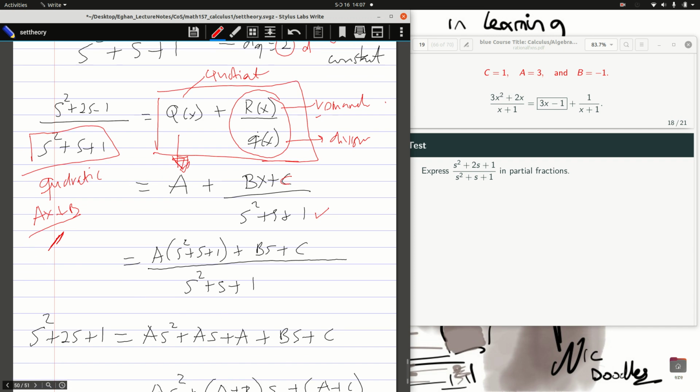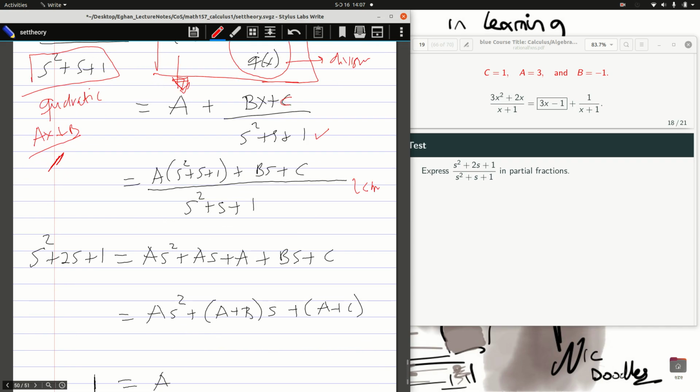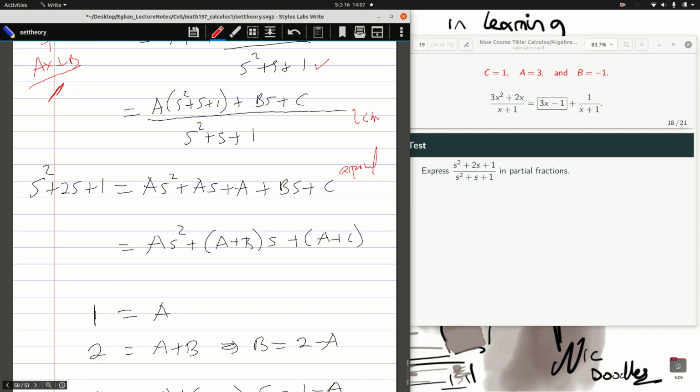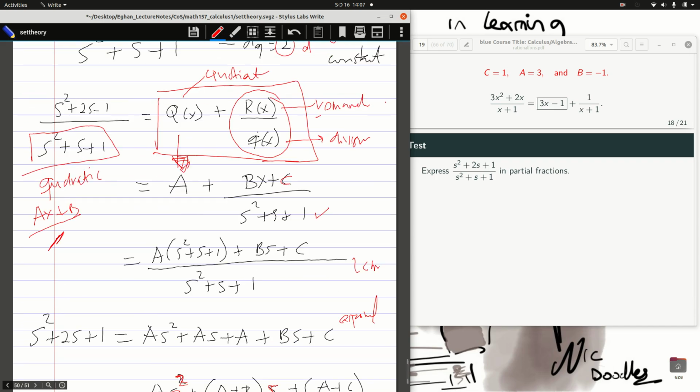From here, what do I do? I find the LCM. I go through the same process. I expand and then I simplify. All those with s squared, all those with s, and then the constant values come in. I don't know why I used x here, but the question is in terms of s. Forgive me for that.